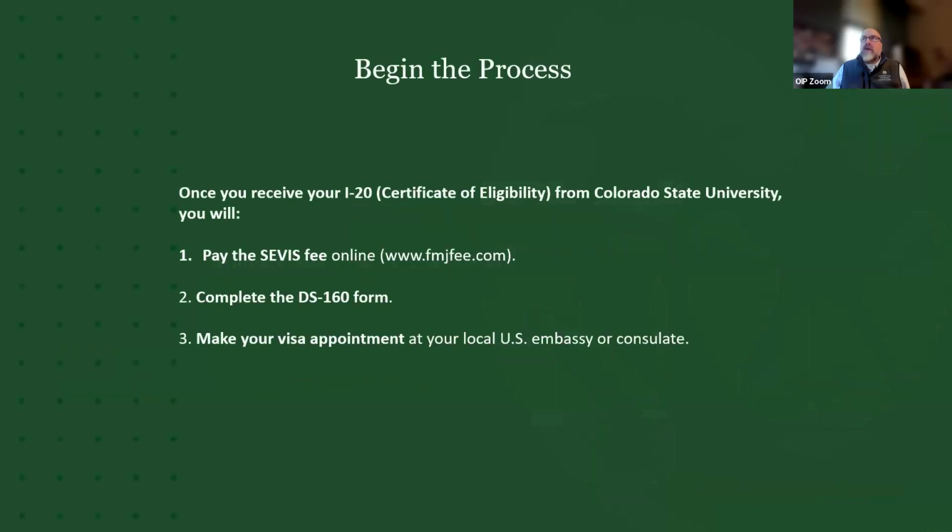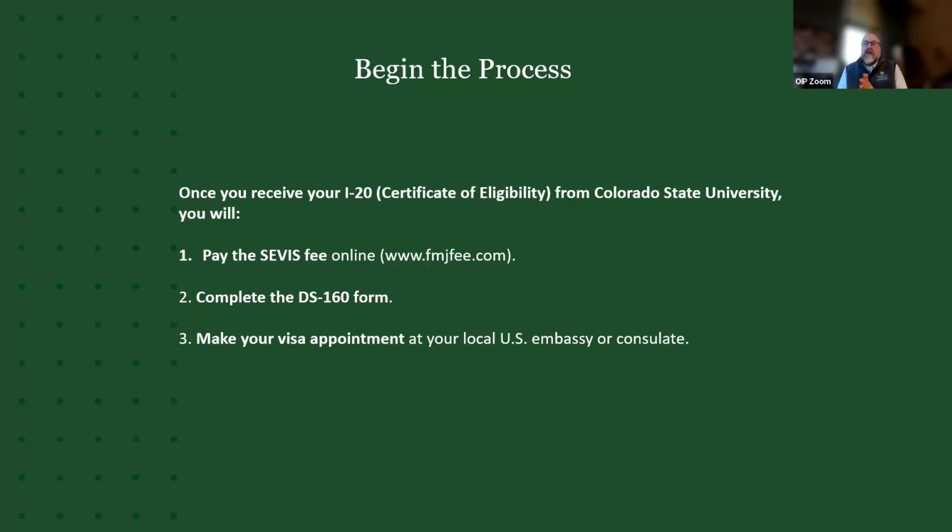So the first thing I'm going to tell you is you need to begin the process. You've applied for Colorado State University, and you've been admitted. Once you've received your I-20 or DS-2019, if you are a J-1 student, you will receive these documents from Colorado State University. Typically, we're sending them to you via email. You need to print them off and sign them. But the first thing you need to do is pay the SEVIS fee, and you can't do that until you get your I-20 or your DS-2019.